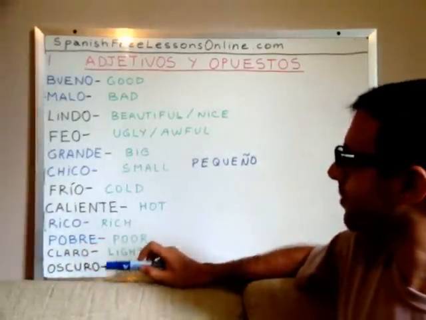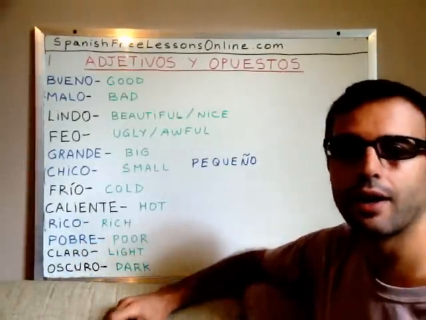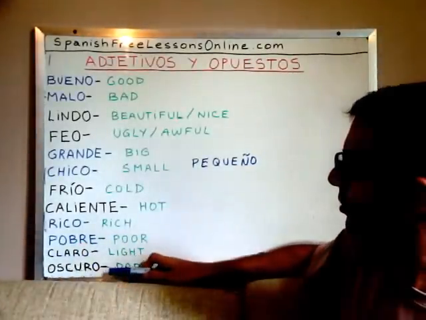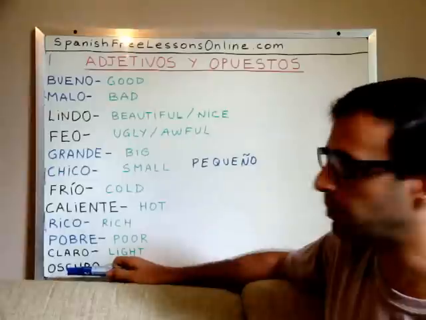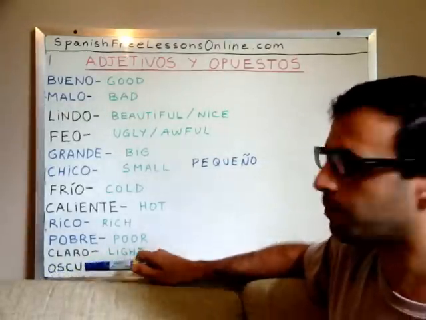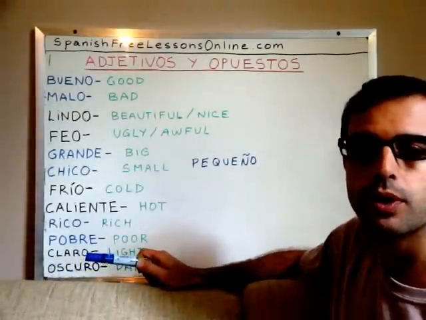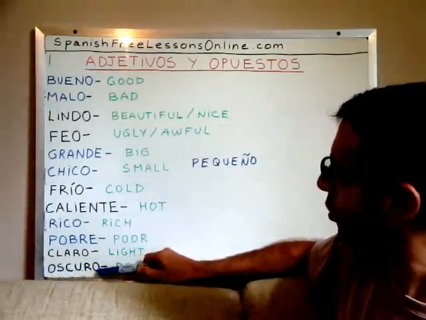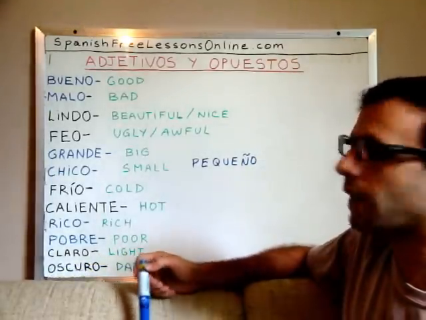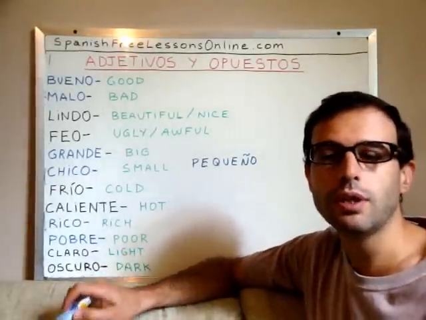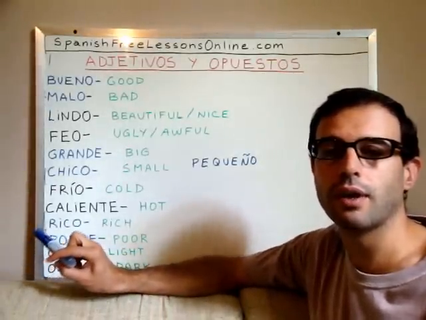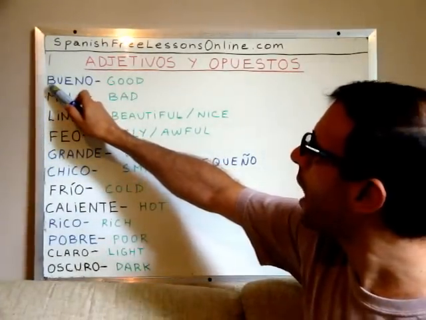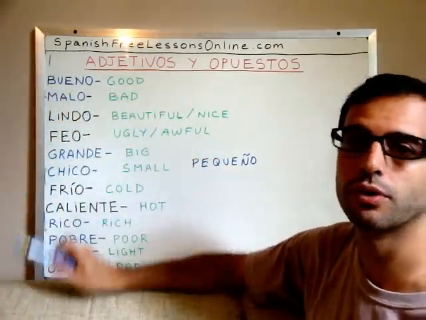Claro, light. Claro. For dark, we have a word with three syllables. Oscuro. Remember always that in Spanish, you read as you write and you write as you read. So that makes it easy to know how to pronounce every word.